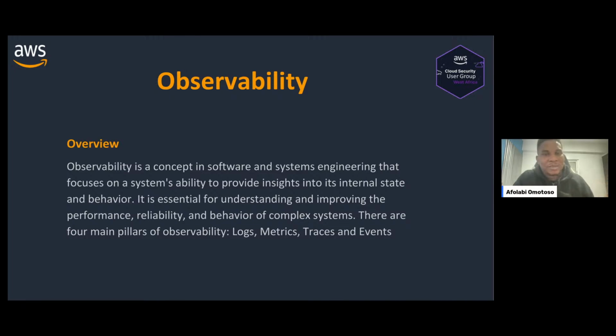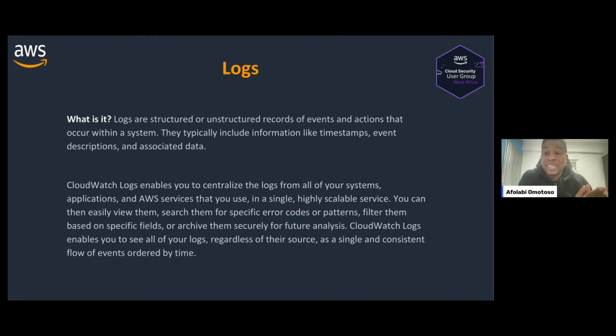By checking the logs, we can know: are we doing well or are we not doing well? It can give us an idea of whether we are better than we were yesterday, and an insight into what we can do better tomorrow to make our application, infrastructure, or services better. So it is very important in everything. It is essential for understanding and improving performance and reliability, and knowing the behavior of systems, like complex systems. The four main pillars, like I mentioned earlier, are logs, metrics, traces, and events. We can have some sub-pillars, but these four are the most important ones.